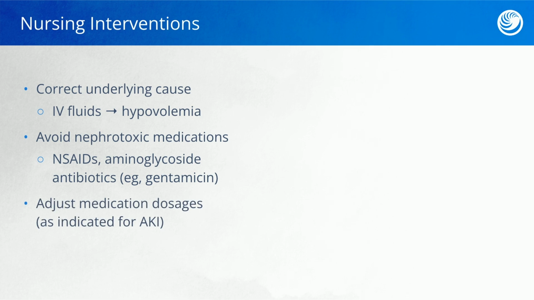Because many medications are eliminated by the kidneys, we may need to consider medication dosage adjustments, especially in the case of decreased elimination when it comes to the oliguric or anuric phase, or increased elimination when it comes to the diuretic phase. Even if the medication is not nephrotoxic, we may need to adjust the medication dosage to avoid accumulation.